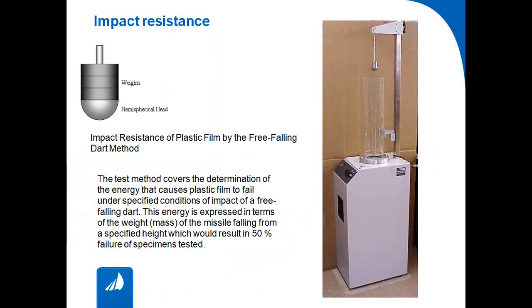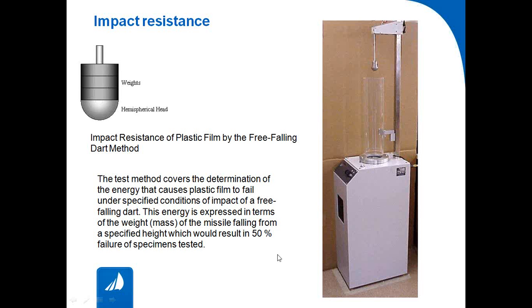Impact resistance. This is called a dart impact tester. We drop a weight, which is at the top left with a hemispherical bottom, from a height, and the sample film or laminate or paper or whatever it is is clamped at the bottom. We see at what weight the failure of the film happens. We don't change the height normally; there are two fixed heights. What we keep changing is the load that is applied.